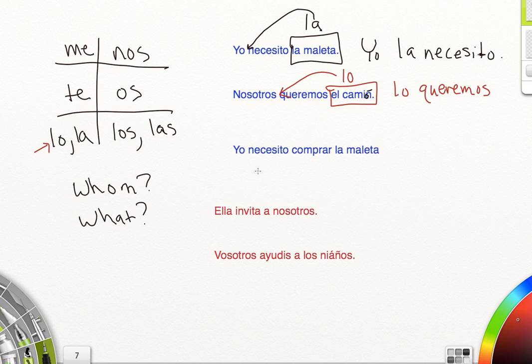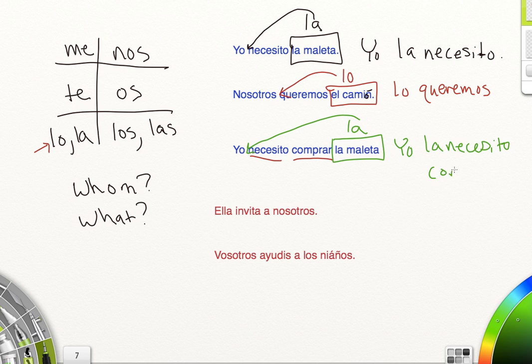Now, if you have two verbs in the sentence, a conjugated verb and an infinitive, the direct object pronoun can go one of two places. Now, we can do it the way that we've been practicing. Okay? I need to buy what? The suitcase. La. We can put it before the conjugated verb, just like before. Yo la necesito comprar.